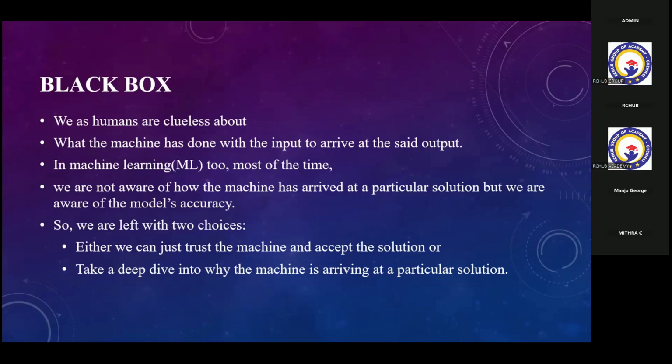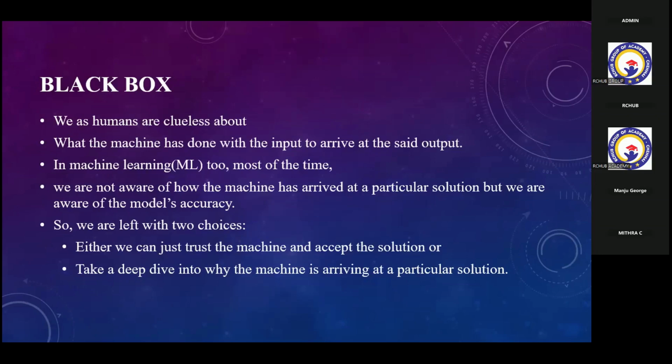So the black box is always hidden. We may not know what is going to happen, right? Even now you can see the cyclone which has been there. We can predict it to a great extent, but we cannot predict the exact time when it is going to cross us. We can only give the predicted time. The same thing is going on here also. So you can see that we are not aware of how the machine has arrived at a particular solution. Look very carefully at the fourth point: we are not aware of how the machine has arrived at a particular solution, but we are aware of the model accuracy.